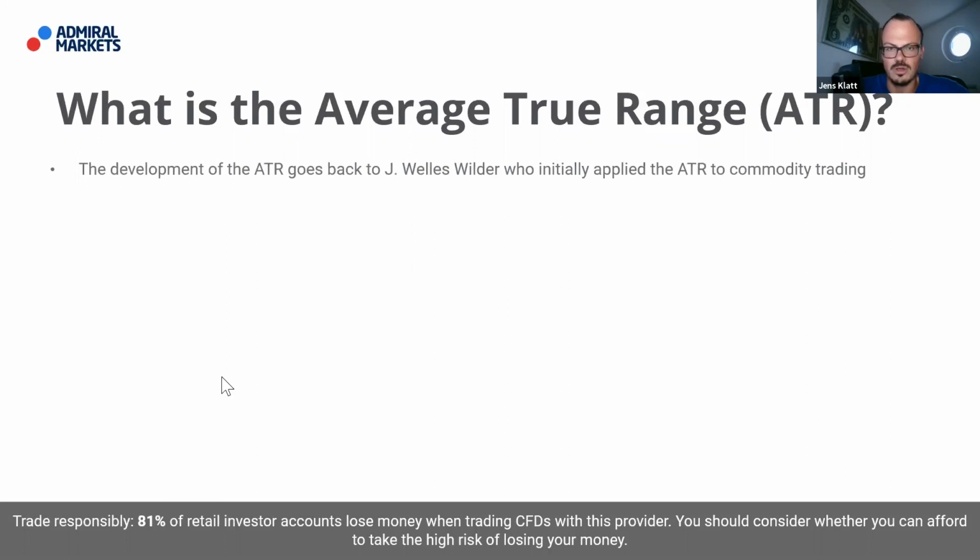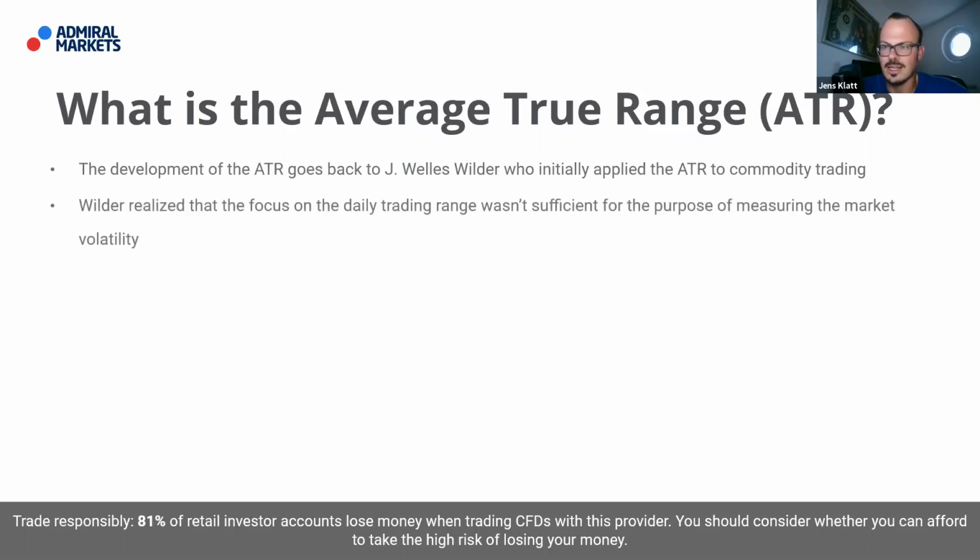Why was it necessary for him to create an indicator which measures volatility? Well, Wilder realized that the focus on the daily trading range wasn't sufficient for the purpose of measuring market volatility. And Wilder got started in his trading in commodities, and in commodities, if you have fixed trading hours and the day closes, let's say, at 10 p.m.